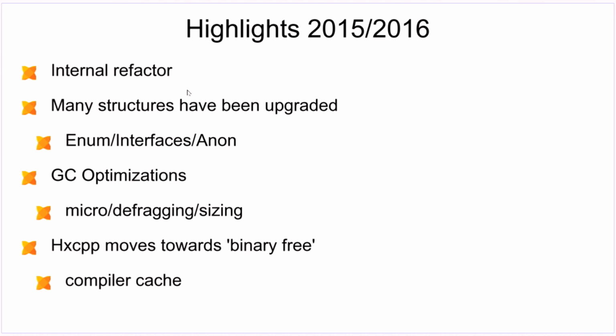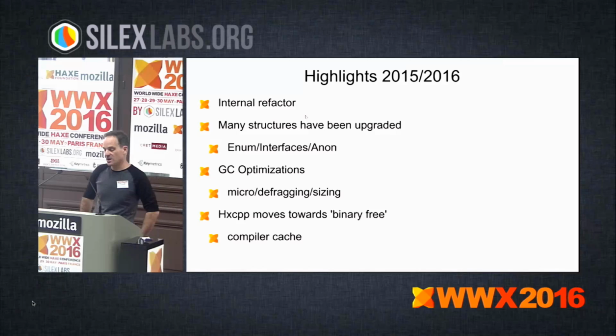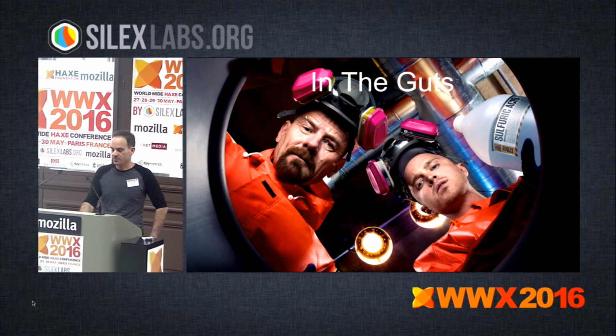I've also made a big change with the 3.3 compiler, and Hxcpp is moving towards binary free. So I won't be distributing, or I won't be requiring the NDLL files that normally ship with Hxcpp. And to compensate for this, I've added a compiler cache to cut down the compile times.